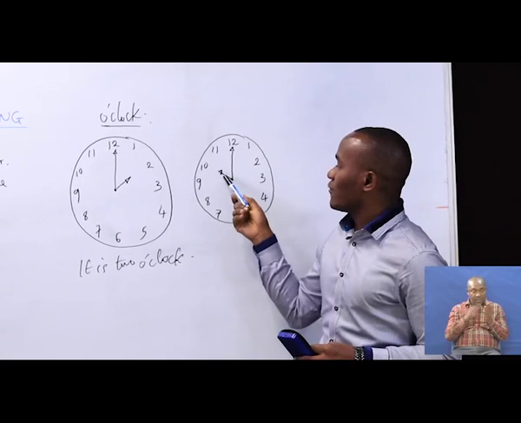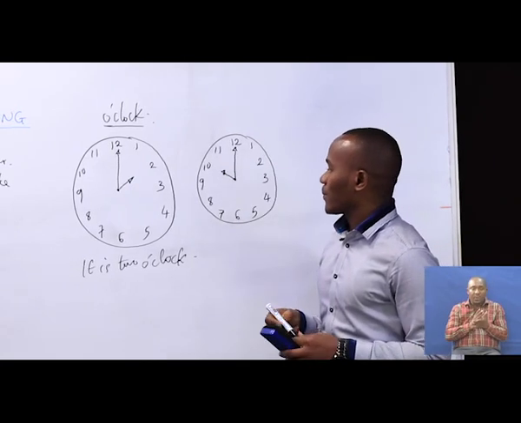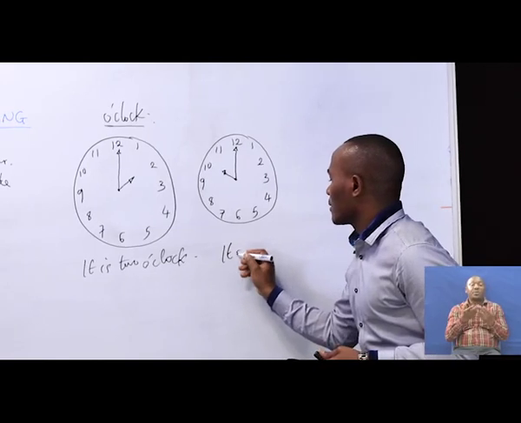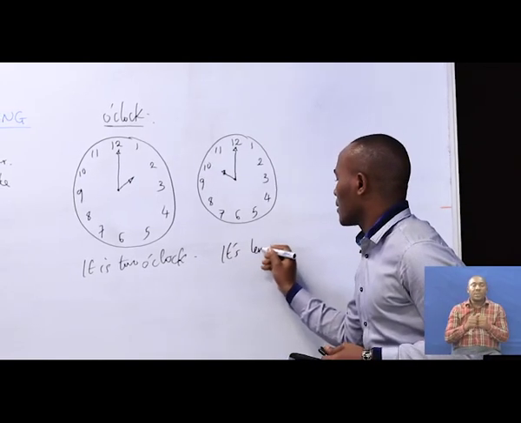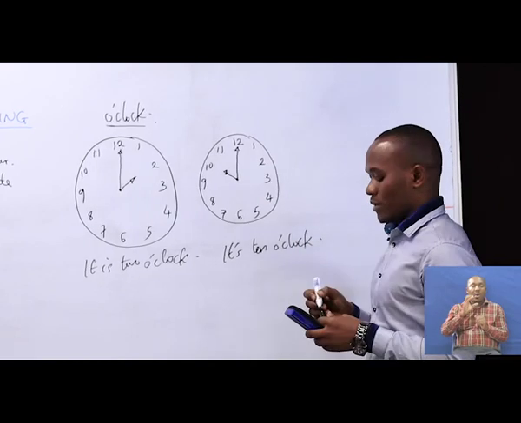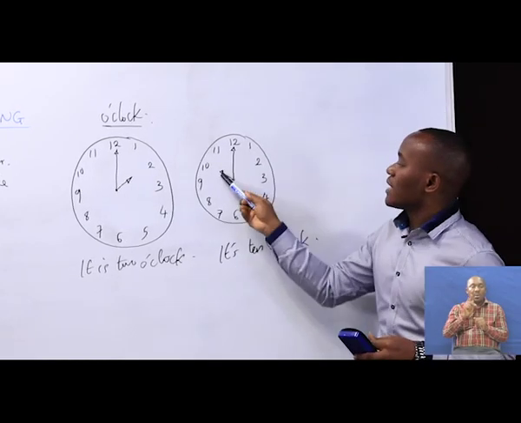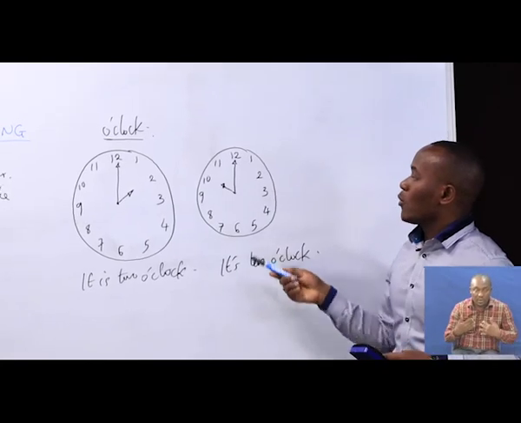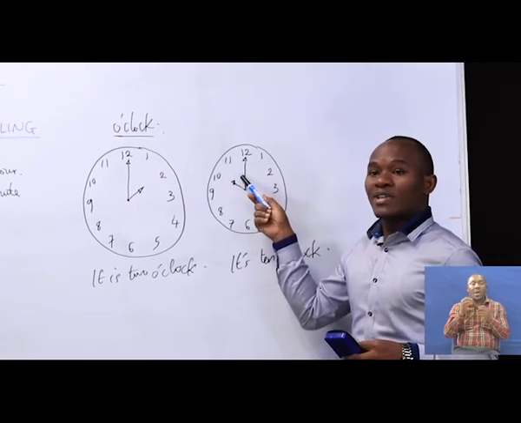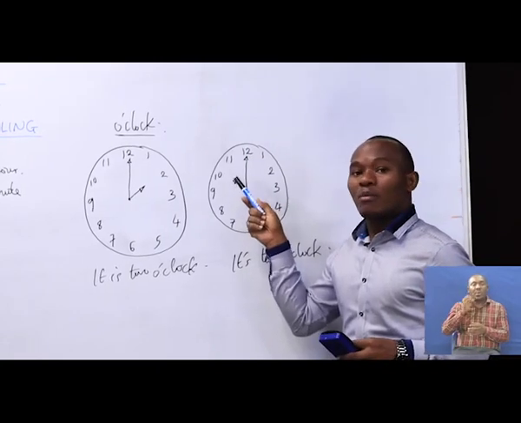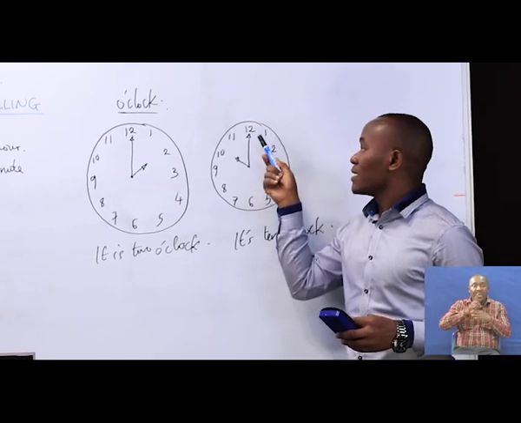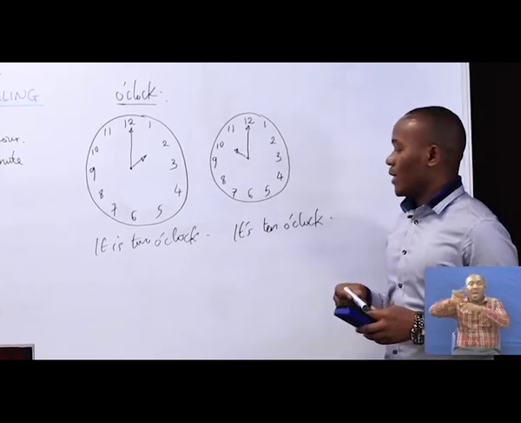Beginning with the hour, then followed by the long arrow. It will be 10 o'clock. Yes, it is 10 o'clock. So when the long arrow is at number 12, we call it o'clock. That means no minute has left or passed since it gets a certain hour.